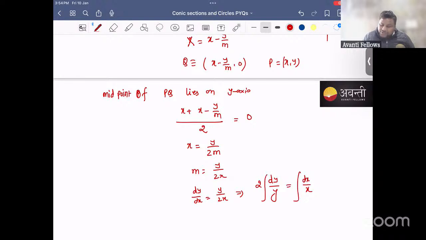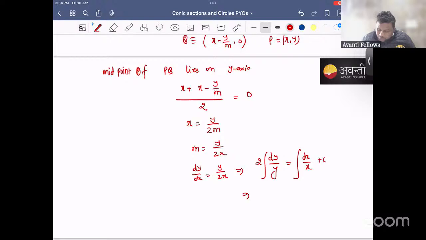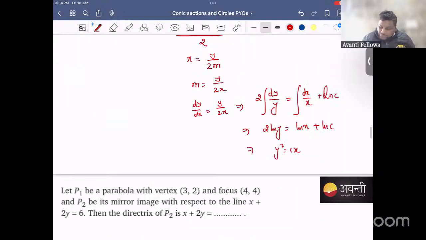Now integrate both the sides. This much of integration we all know. So this will be 2 ln y is equal to ln x. Let me introduce constant as ln c. So from this you can say y square equals cx. Now this parabola is passing through 3 comma 3. So if you make it pass through 3 comma 3, so 9 equals 3c. That means your c equals 3. So your parabola is y square equals 3x.